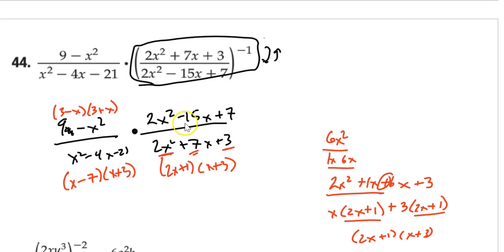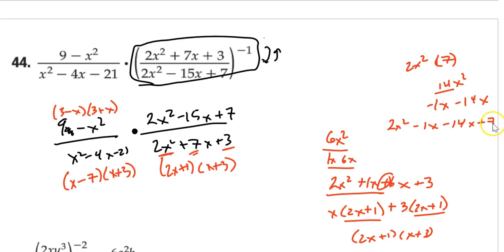Do the same to the top also. Let's see, 2 and 7 would be 2x squared times 7 is 14x squared. Same idea, what two things multiply to get 14, but add to get negative 15. That'll be negative 1x and negative 14x. Plug it in for the middle here. So you still have the outsides. 2x squared minus 1x minus 14x plus 7.